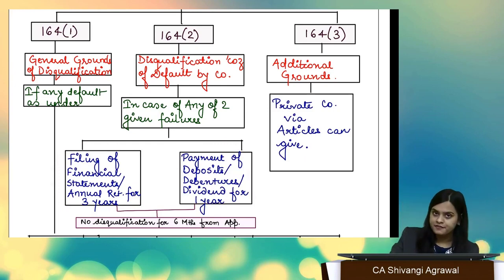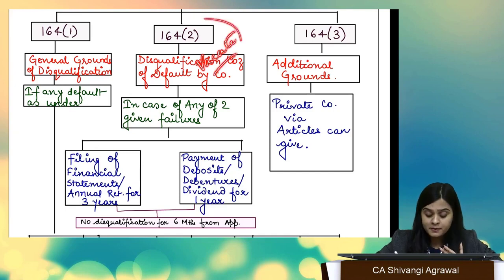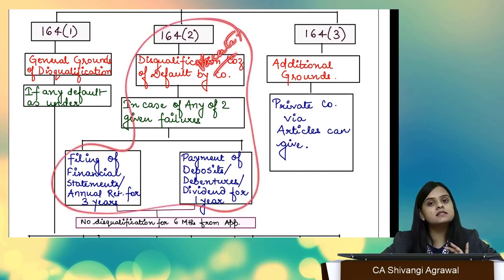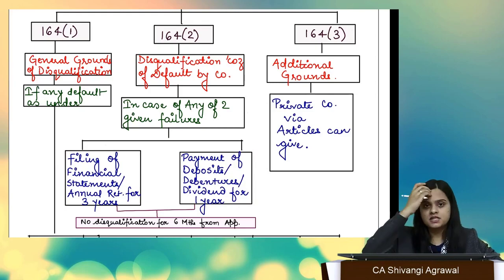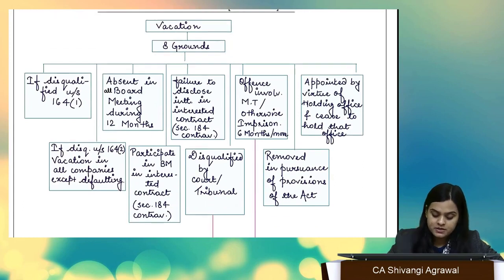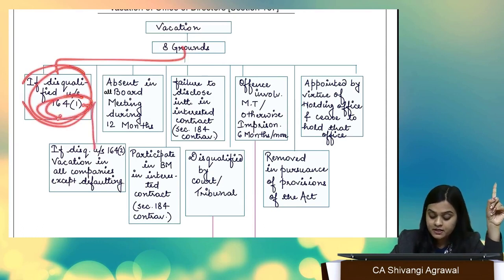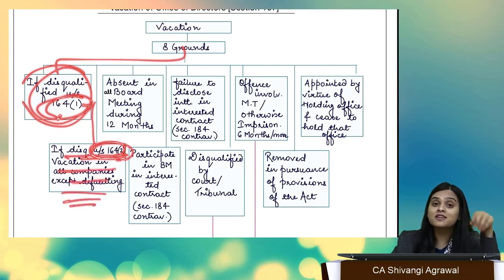That means if I want to be appointed in some other company, I cannot be appointed. And ma'am, you have to vacate office also from this company? No. This is the catch over here. Not from this company. See, vacation has 8 grounds. If a director is disqualified under any of the grounds of section 164(1), he vacates the office. If you are disqualified under section 164(2), then also you vacate the office, but not from the defaulting company.